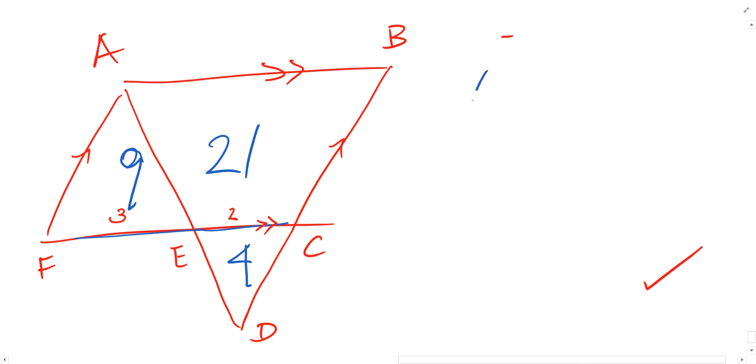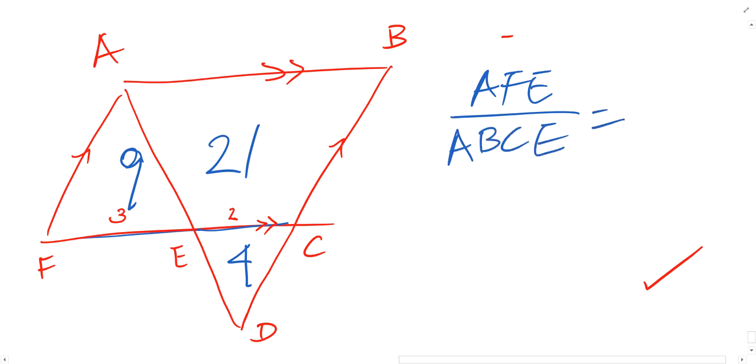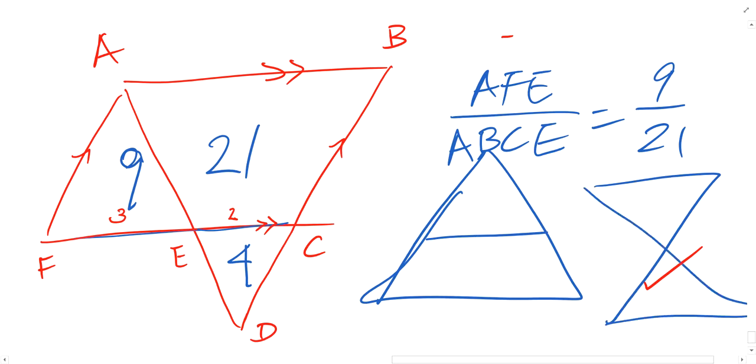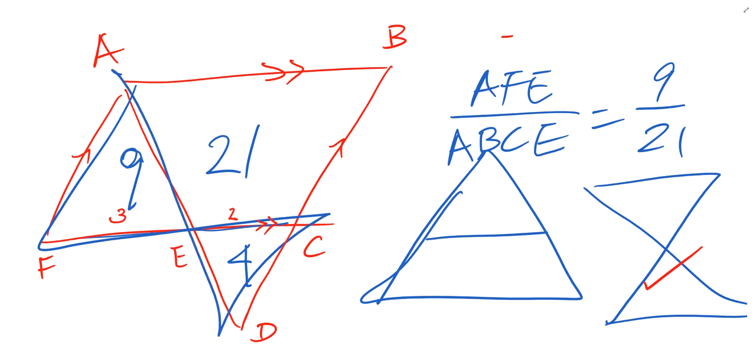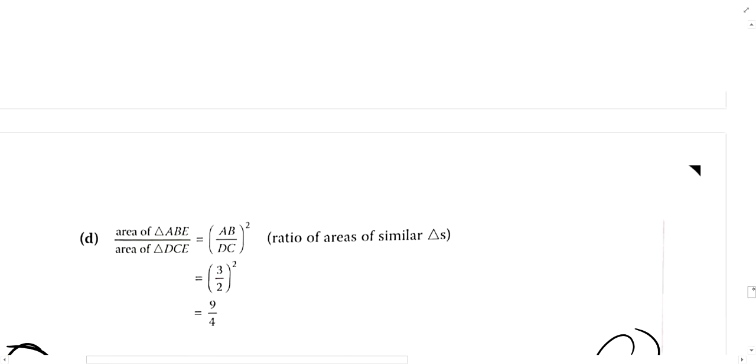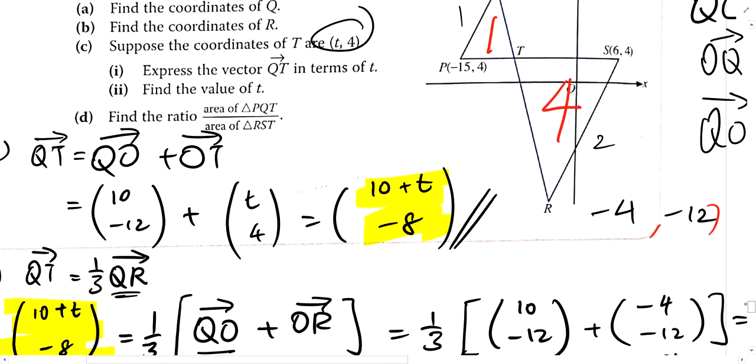So if I ask you, what is the ratio of, probably the last one already, AFE over ABCE. Okay, what's the answer? 9 over 21. Alright? You must be able to look out for triangles that look like this. They are similar. You must look out for triangles that look like this. They are also similar. So in this case, I have both combined in one question. So done for this one.